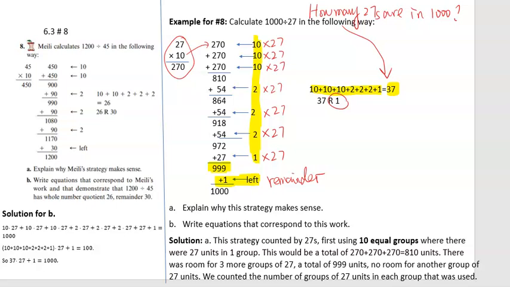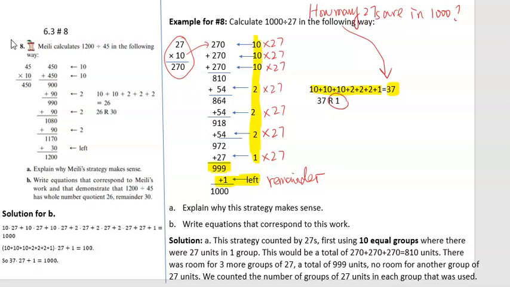So this strategy counted by 27s. So first using 10 equal groups of 27, with 27 in each group, and that will be a total of 810 units. Actually, I guess we did 10 groups. And there was room for 3 more groups of 27. So that's a total of 900.